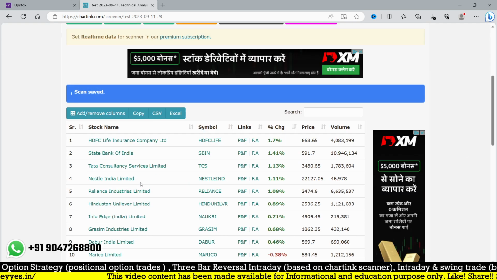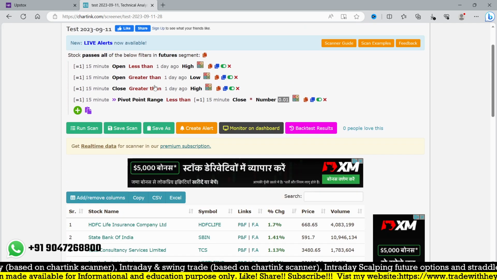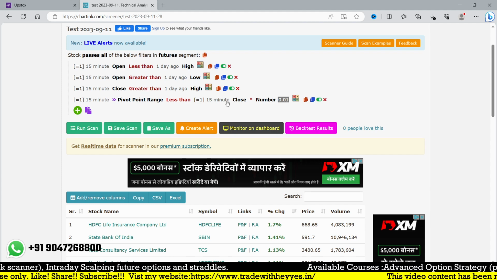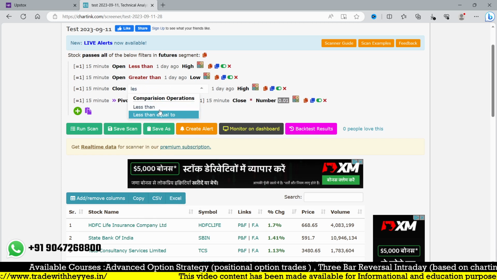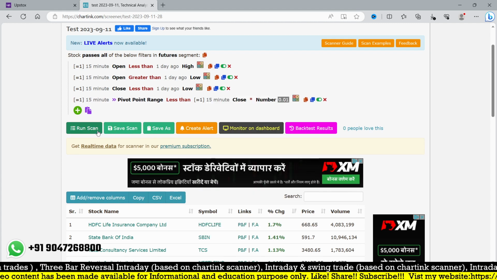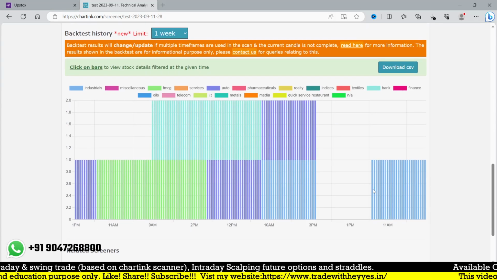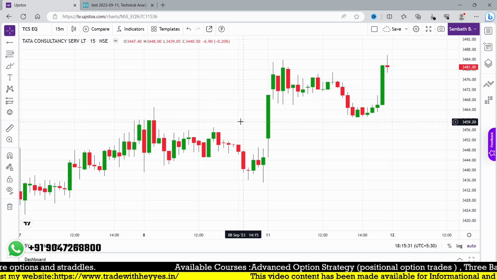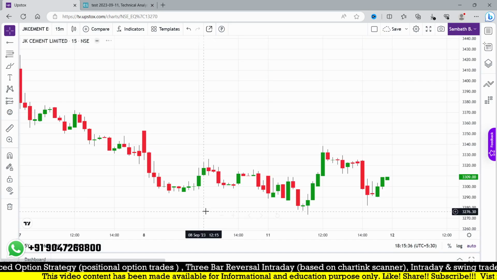One more thing we can use in the scanner is for the downside. Everything will be the same: open is less than high, greater than low, but one day ago close should be less than one day ago low, for selling opportunities. If any stocks today, we can look at JK Cement, which we found like this. Today only one stock, as the overall market is positive. Let me check whether it is working or not.